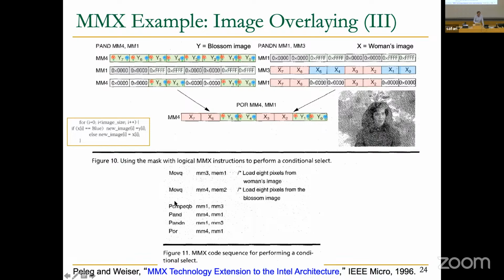And then you do the packed compare equal, which sets the mask in MM1. And then you do the packed AND to get the blossom image in appropriate locations. And then you get the packed AND NOT to get the original image in appropriate locations. And you OR them into registers so that you can actually construct the final 8 pixels on the image. And then, of course, you need to iterate.